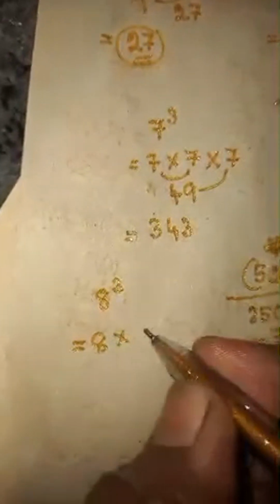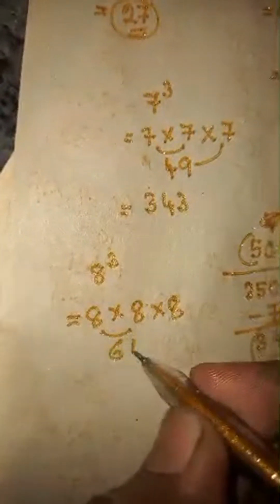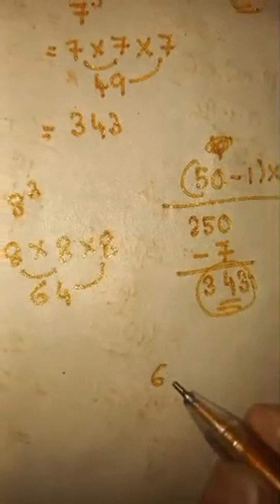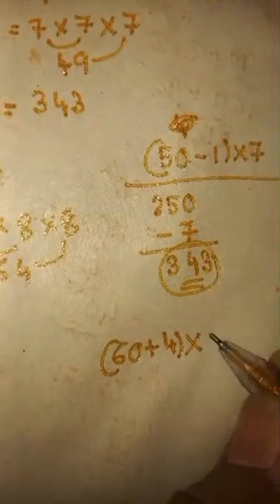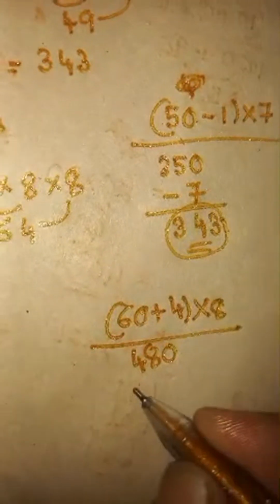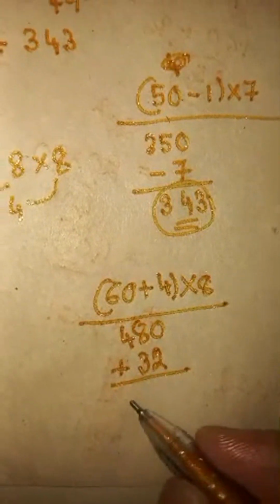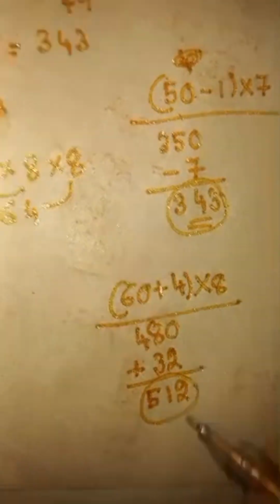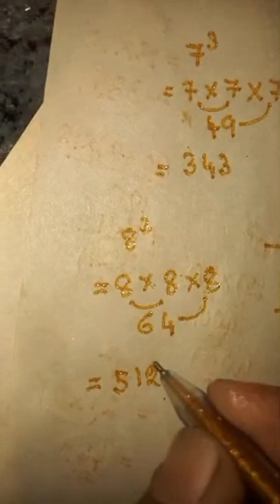Let's find out the value of 8 cube. 8 cube can be written as 8 times 8 times 8. 8 times 8 is 64, and 64 times 8 you can do here. 64 can be written as 60 plus 4, times this 8. Now 6 times 8 is 48 and 0 comes with it, plus 8 times 4 is 32. 480 plus 32 is going to give 512. So this 8 times 8 times 8 is 512.